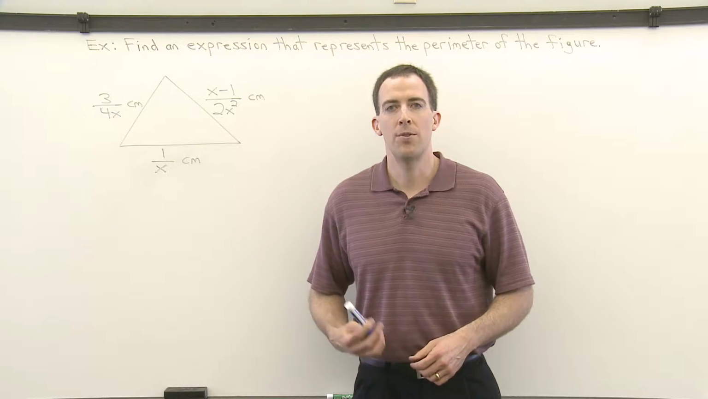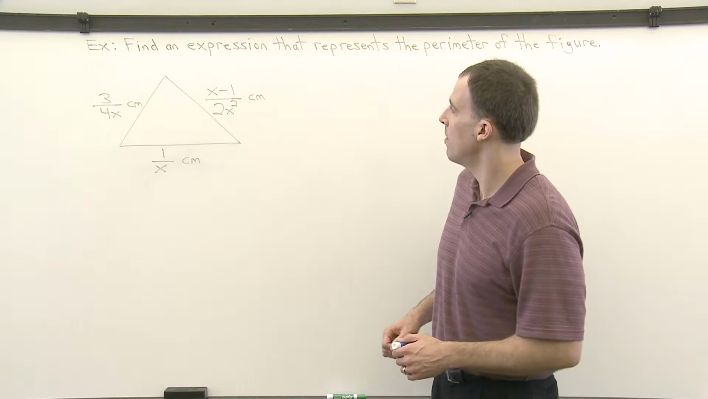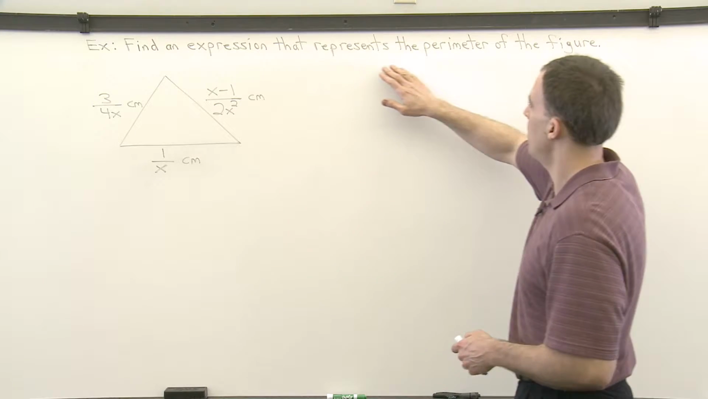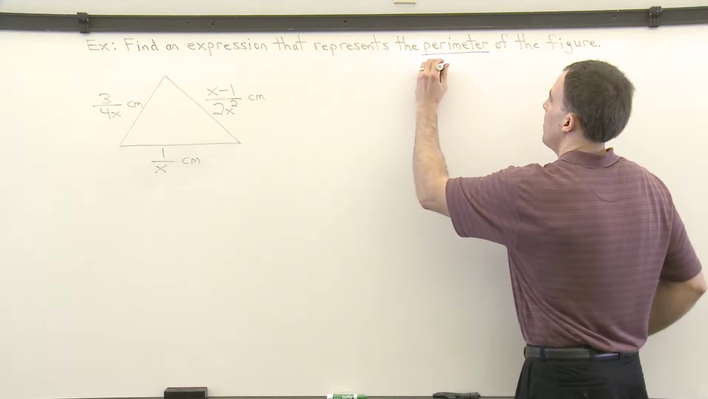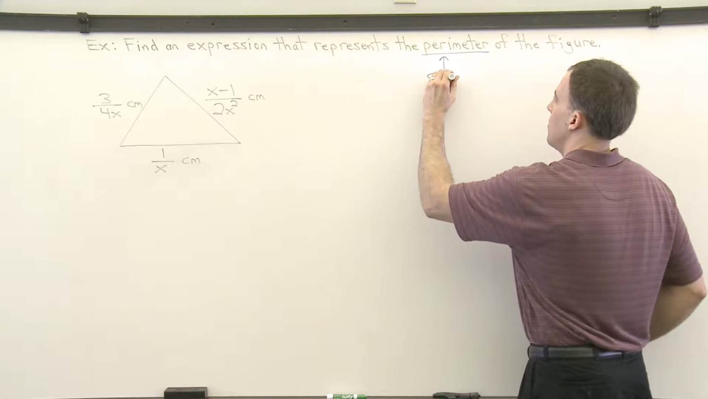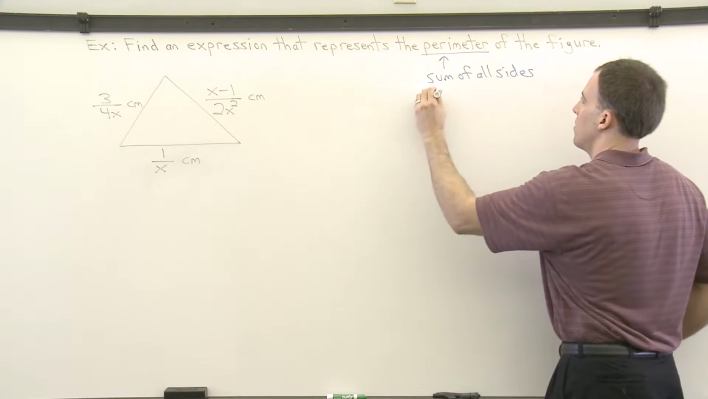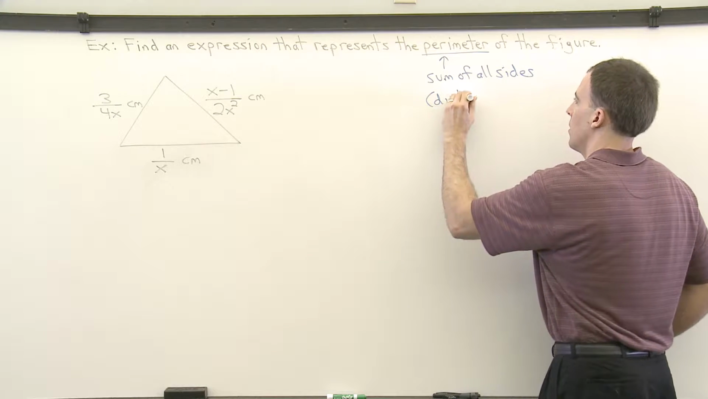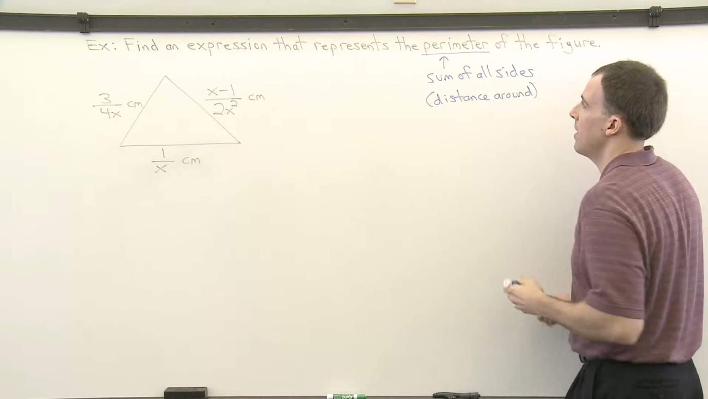In this example, we're asked to calculate the perimeter of a figure by adding rational expressions together. The directions here are: find an expression that represents the perimeter of the figure. Perimeter, just to remind you what that means, is the sum of all of the sides of a shape, or the distance around a shape, in other words.